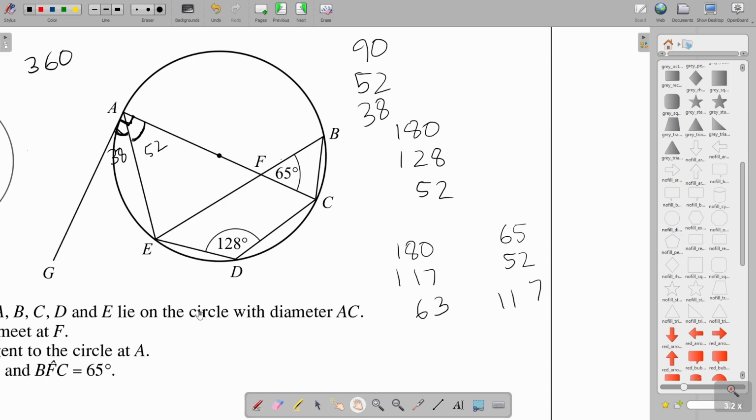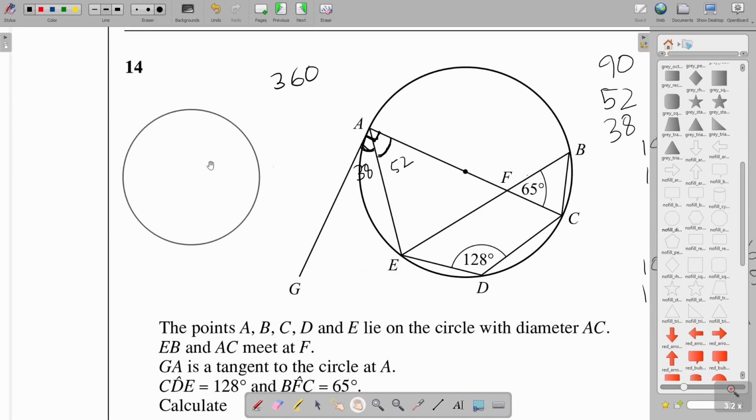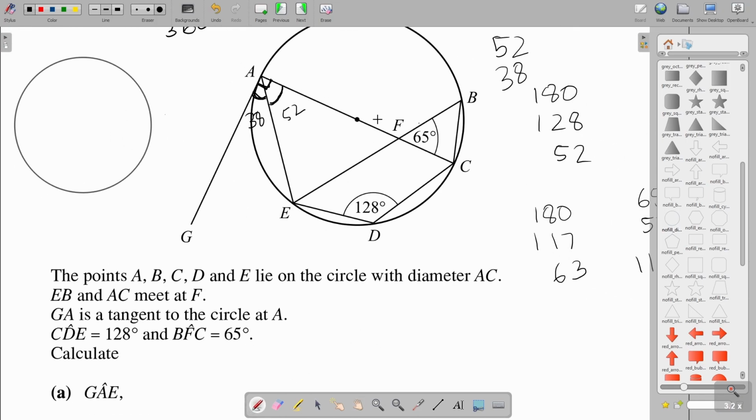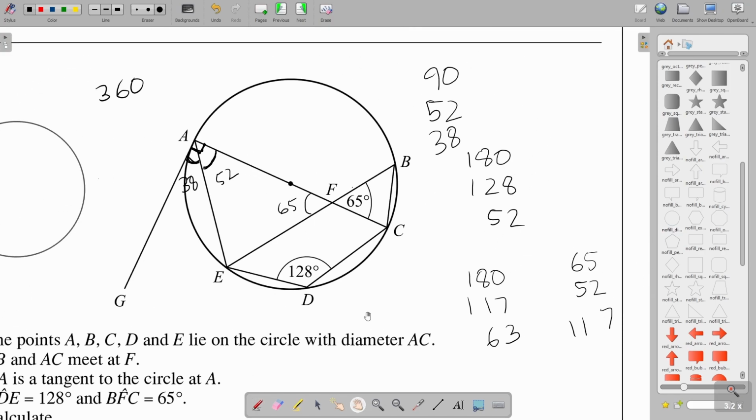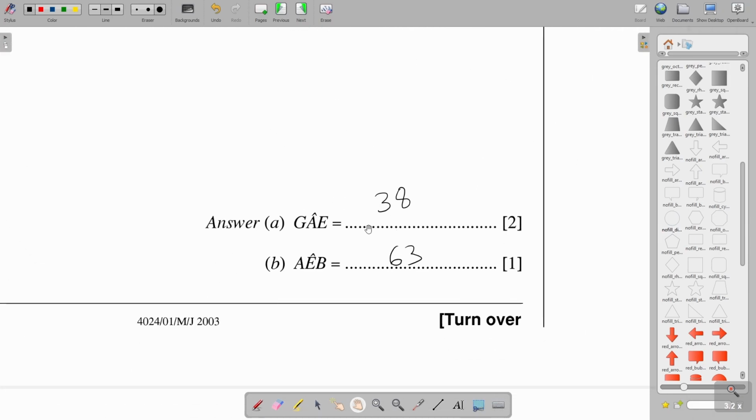Actually, I might just make a different video going through the properties of a circle, because there are a few different properties that people do get confused on. I think the cyclic quadrilateral was one of the more confusing ones, whereas these opposite angles being the same is a little bit less confusing, but I'll make a different video going through all the properties of a circle. But for now, that is question number 14, which is 38 and 63.